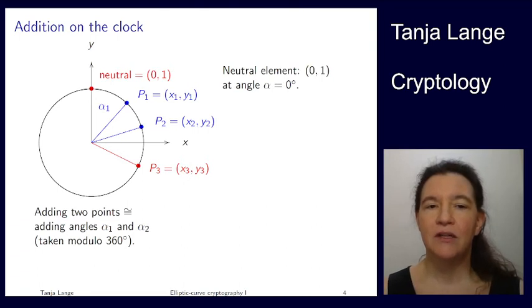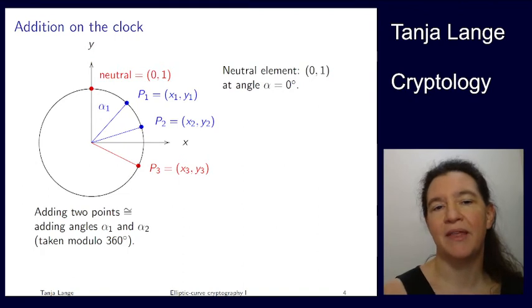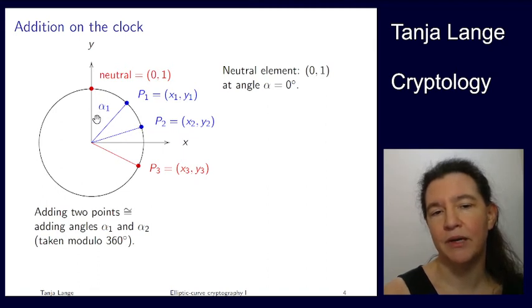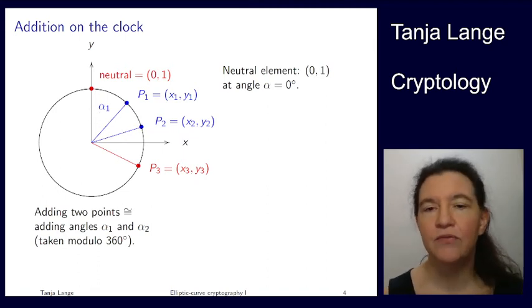And so I'm going to define addition as the addition of two points by their angle. So we have here a point p1, which is at angle alpha 1, and we have here a point p2, which is at alpha 2, that's all the way from here.